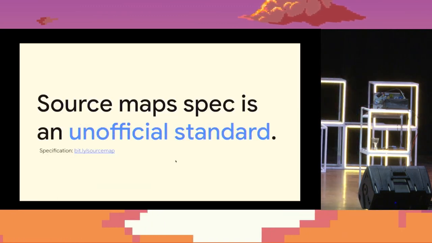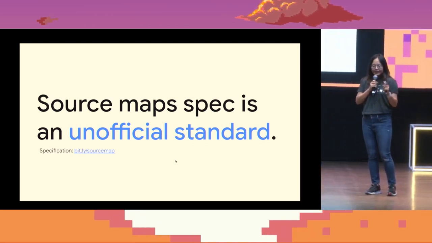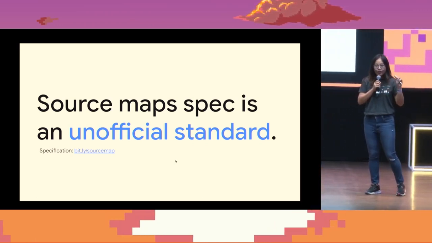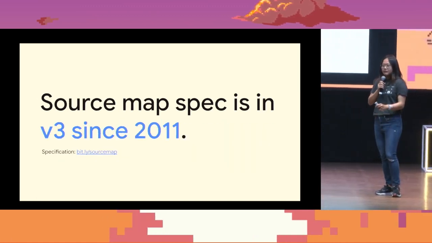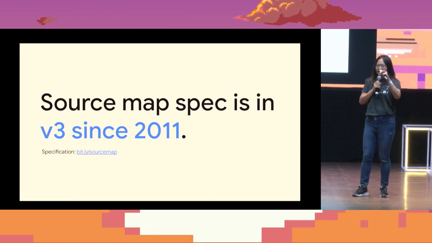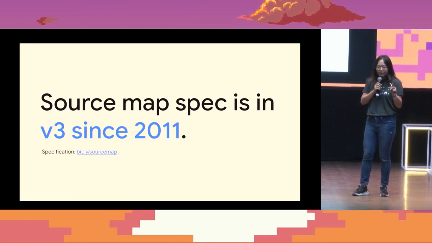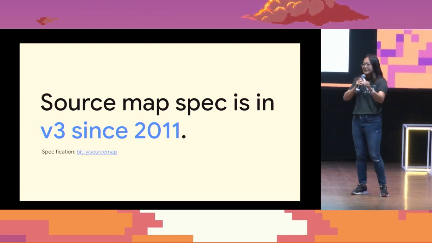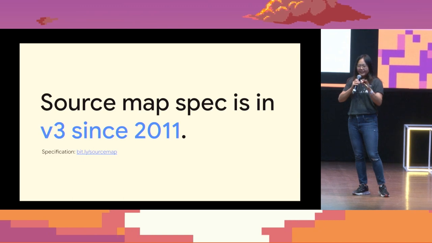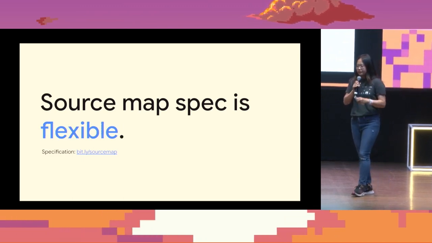And to be honest, the source map specification is not an official standard. It is unofficial, but everyone uses it. And the source map spec has been at version 3 since 2011. In 2011, there was no TypeScript, maybe no SASS. There was nothing. So in these 13 years, it never changed. Everyone is still using the same format.